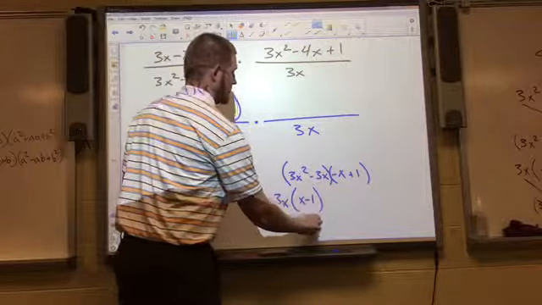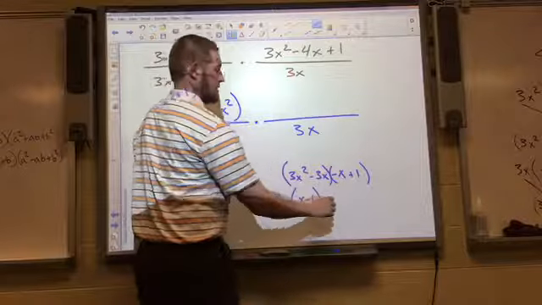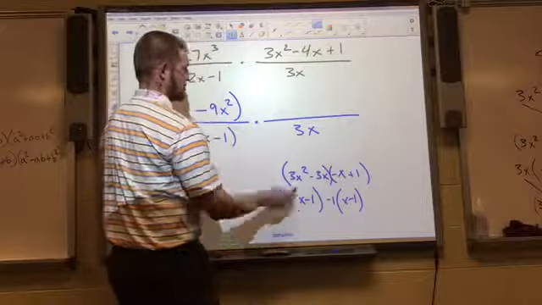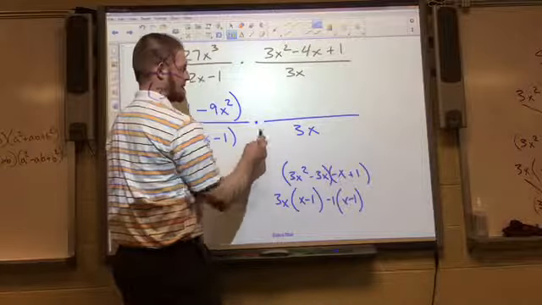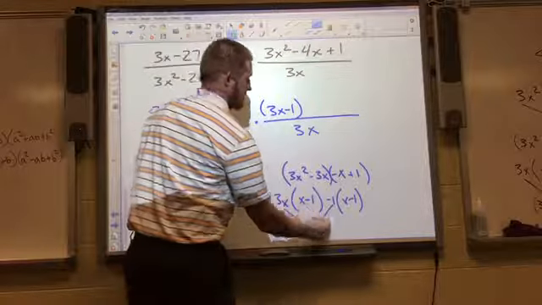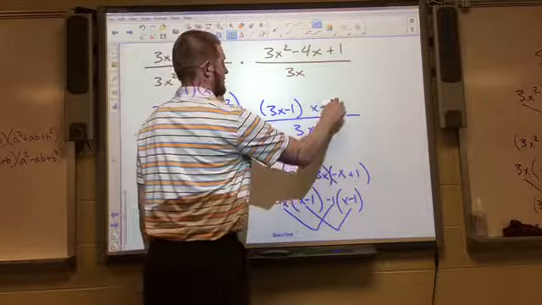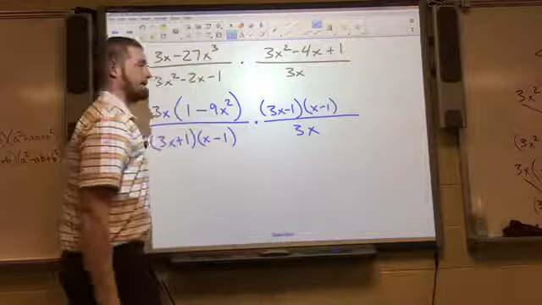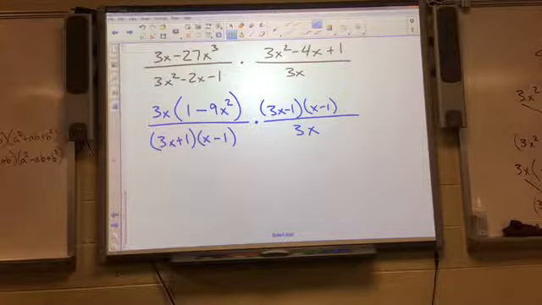X minus 1. Take out a negative 1. X minus 1. So here I actually have 3x minus 1 from here and x minus 1 from there. What's that? Disgusting.